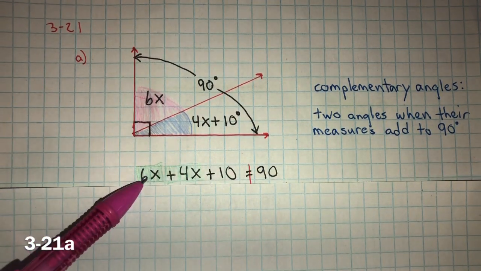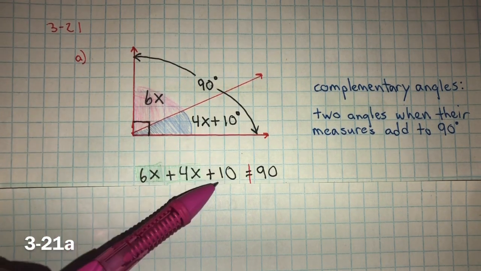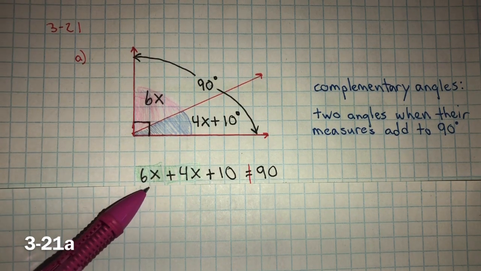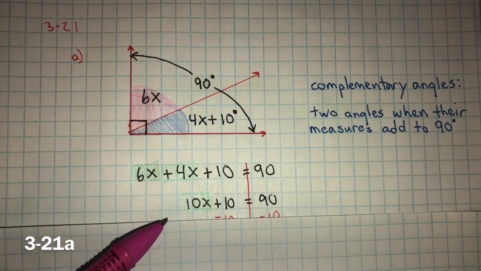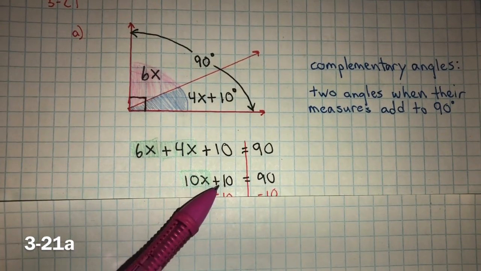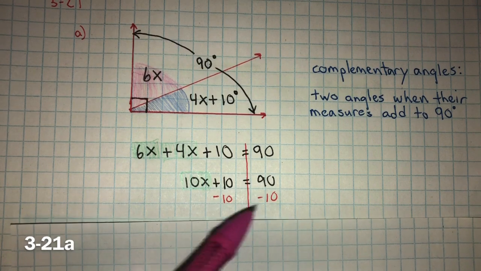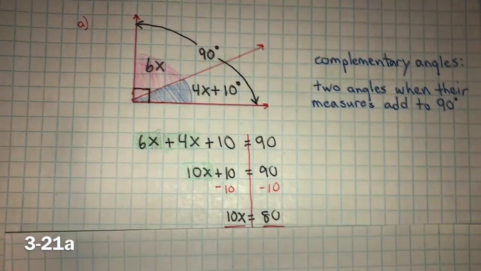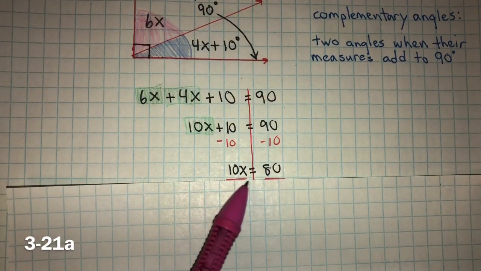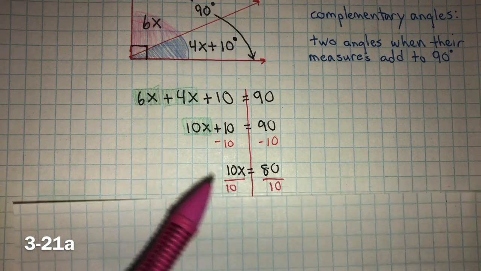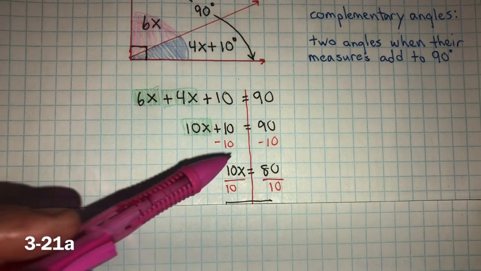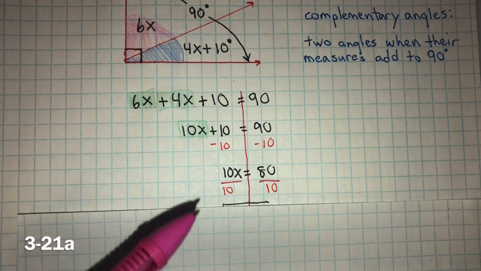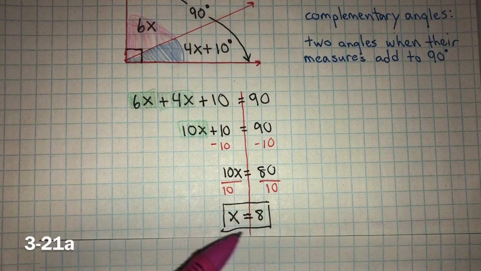We have 6x plus 4x plus 10 equals 90. Now we can simplify by combining like terms. 6x plus 4x equals 10x. And now we're solving for x, so the inverse property of addition is subtraction. So we subtract 10 from both sides, creating a 0 pair. 90 minus 10 equals 80. And now we're solving for x, so this is multiplication. Inverse property of multiplication is division. We divide by 10 because this creates a giant 1. 10 divided by 10 is 1. And 80 divided by 10 is 8. So x equals 8.